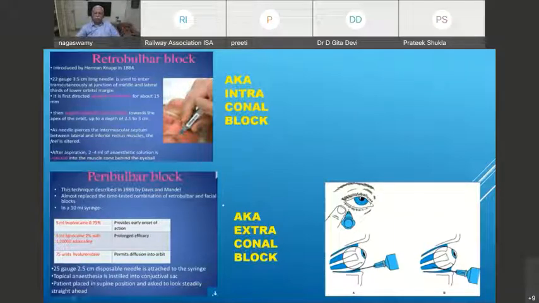So this picture tells you the difference between these two techniques. Retrobulbar or intraconal is the injection into the cone formed by the four muscles, whereas the peribulbar is outside the cone. But the point of entry is the same for both. This is the medial canthus, this is the lateral canthus. So just about 1 centimeter medial to the lateral canthus, abutting the lower border of the orbit, the bone you have to palpate and go.